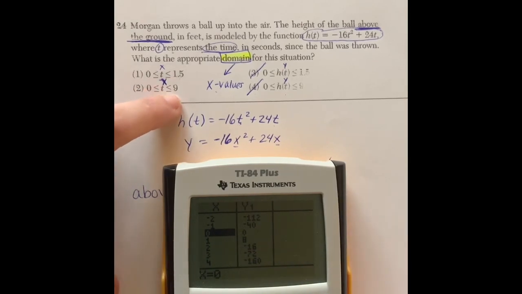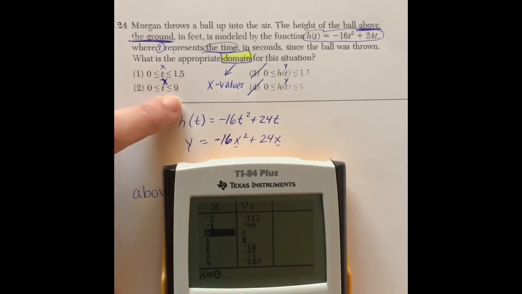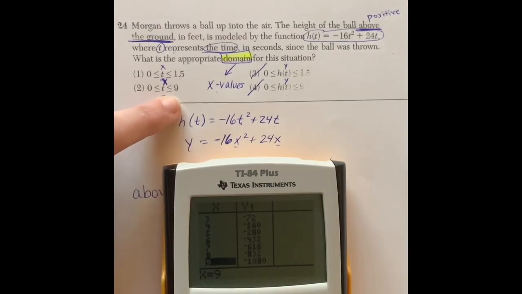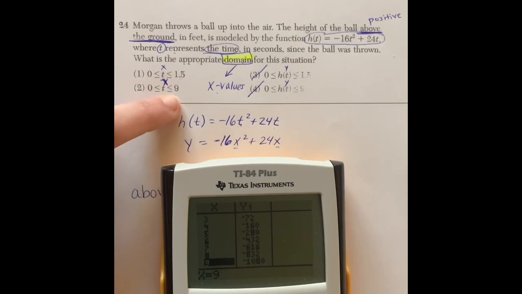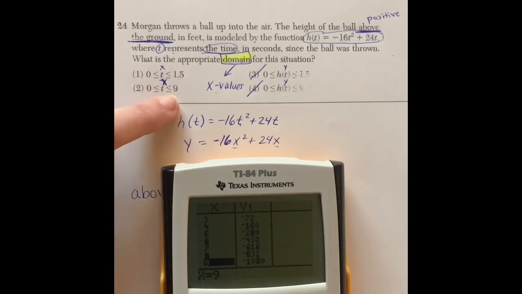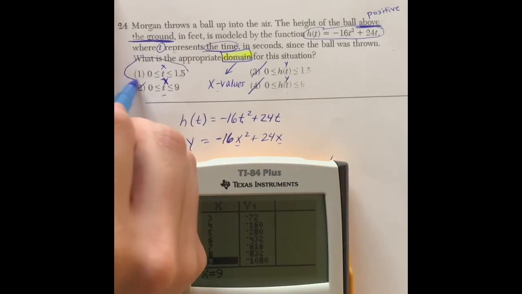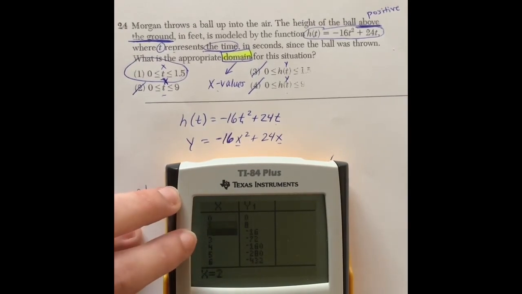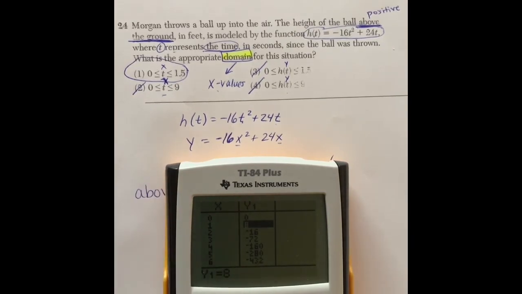Let's double check this since this is my only other choice. If I scroll all the way down to 9, 9 is definitely a negative number, and we said above ground means positive numbers. If we throw the ball up in the air, I don't say it's at negative 2 feet in the air. I say that it's a positive 2 feet. So 9 is a negative y value, so it can't be choice 2. It must be choice 1, 0 to 1.5. Again, in between 1 and 2 is where it changes over from a positive to a negative, so 1.5 would still be a positive number.